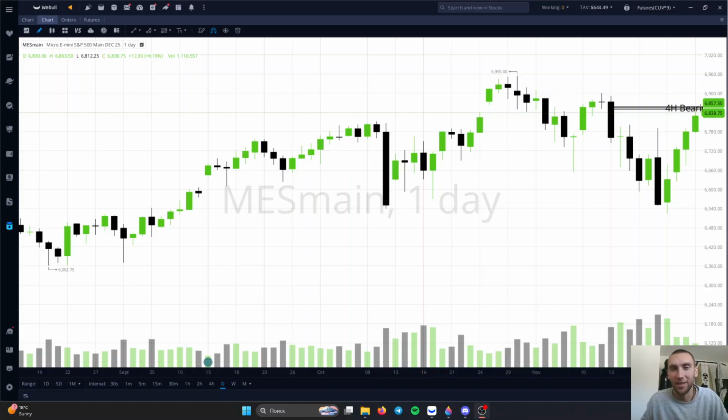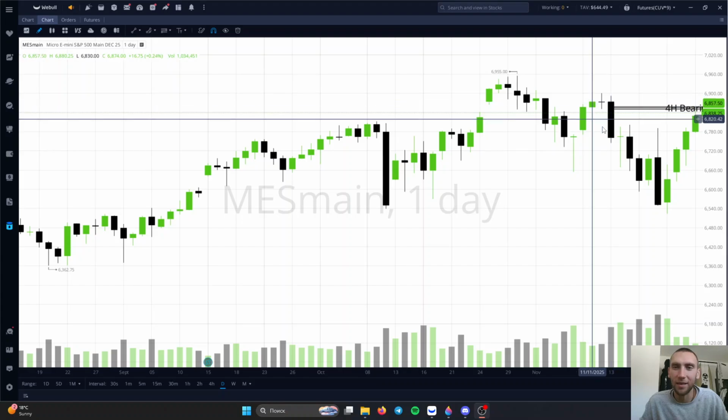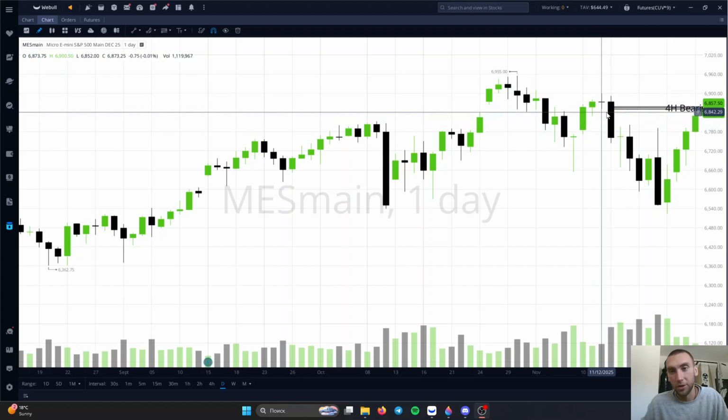Going into the day, as you can see on the daily chart of micro and mini S&P, the previous week was pretty bullish with these fat green candles going all the way up. However, we tagged into this daily bearish fair value gap, so potentially we have some short possibilities within this area.